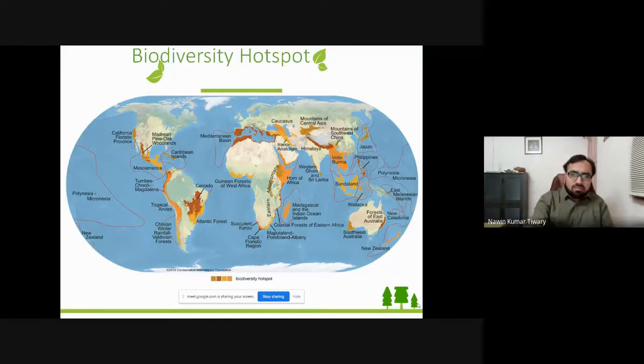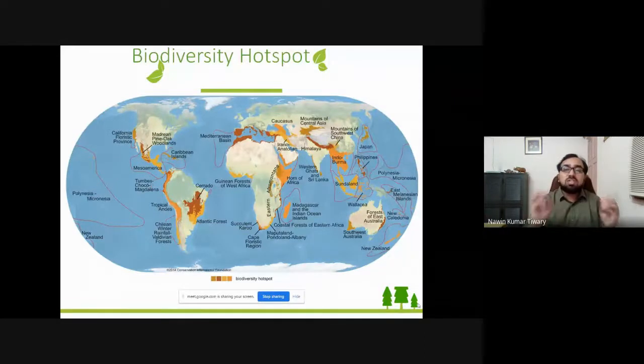These are the biodiversity hotspots around the world, and as you probably know, the concept of hotspots was given by Norman Myers, and he identified around 30 hotspots around the world with two criteria. These hotspots had at least 1500 species of endemic vascular plants, and they had lost around 70% of their primary vegetation.